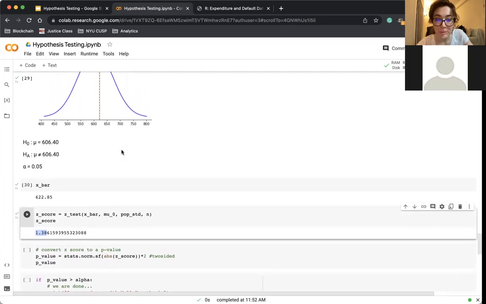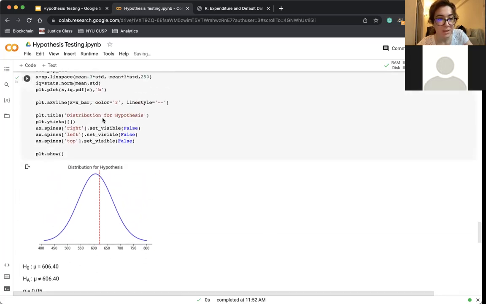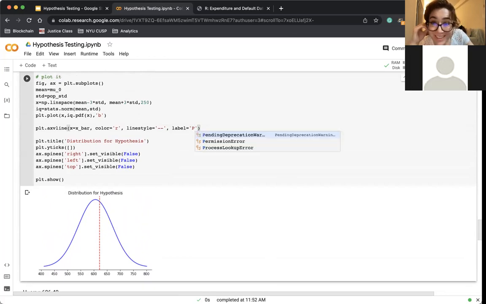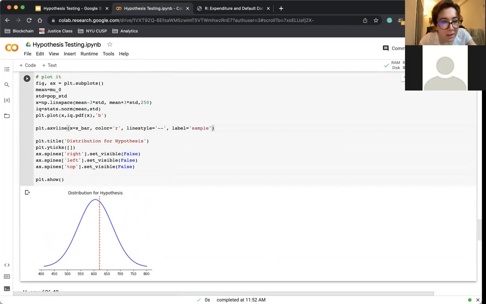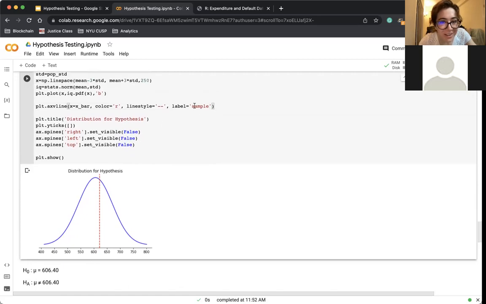Sorry, so that dotted line is the 606.40? Yeah, that's a great point. I should have a legend here. Oh, actually, good point, because this vertical line, great catch, is actually the sample. It looks a little further than 606. A little further, yeah, exactly. I'm very glad you're here.